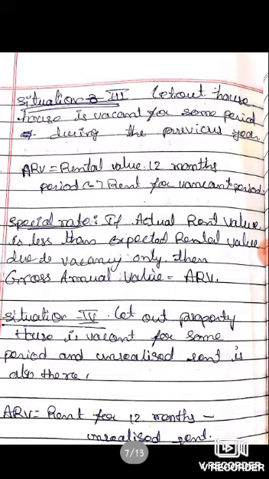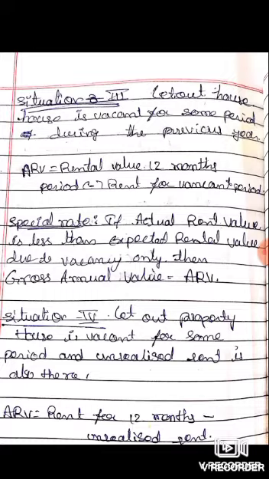Next, situation 3, for let out house vacant for some period during the previous year. That means for some period it is vacant, but for some period it is let out for residential purpose. So here ARV is calculated as annual rental value for 12 months minus rent for the vacant period. So we have to calculate the total rent, from that we have to deduct the vacant period.